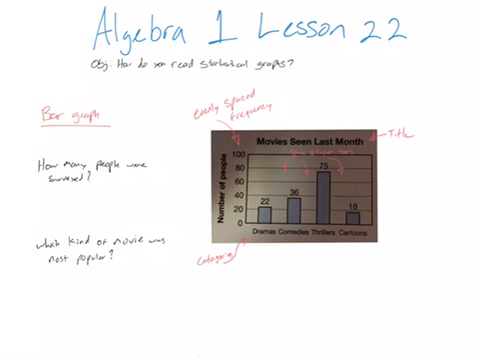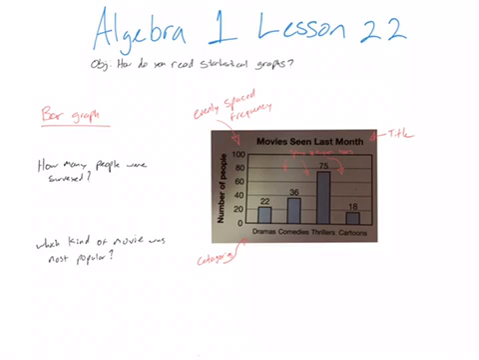Hello Algebra 1 students, this is lesson 22. Our objective is how do you read statistical graphs? Statistical graphs are just graphs of ordered pairs or of information gained statistically. So they've done surveys of some kind.